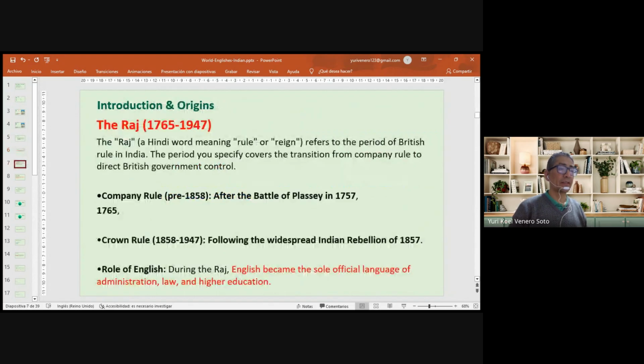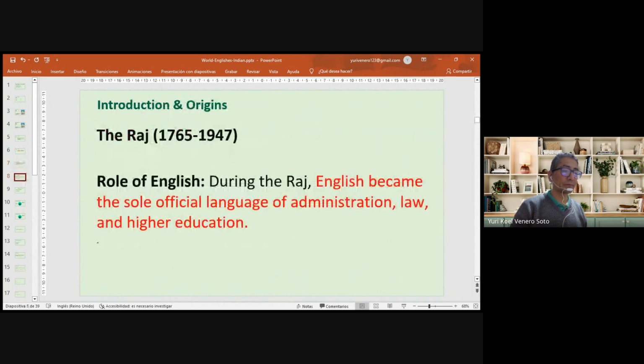Later comes the Raj period, a Hindi word meaning rule or reign. This period is when the British Empire took control of India. At this moment, English became the sole official language of administration, law, and higher education.